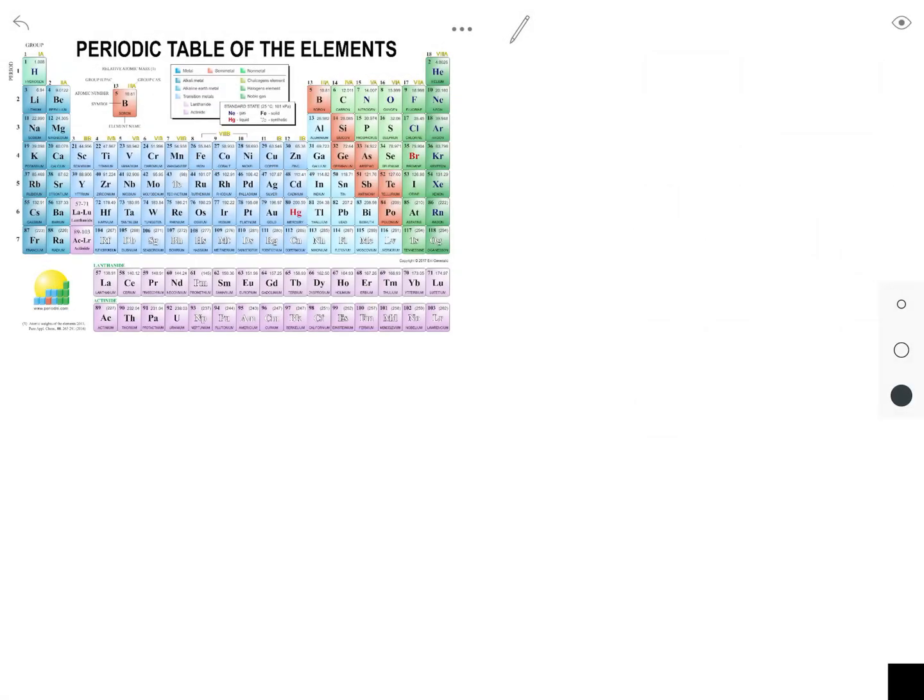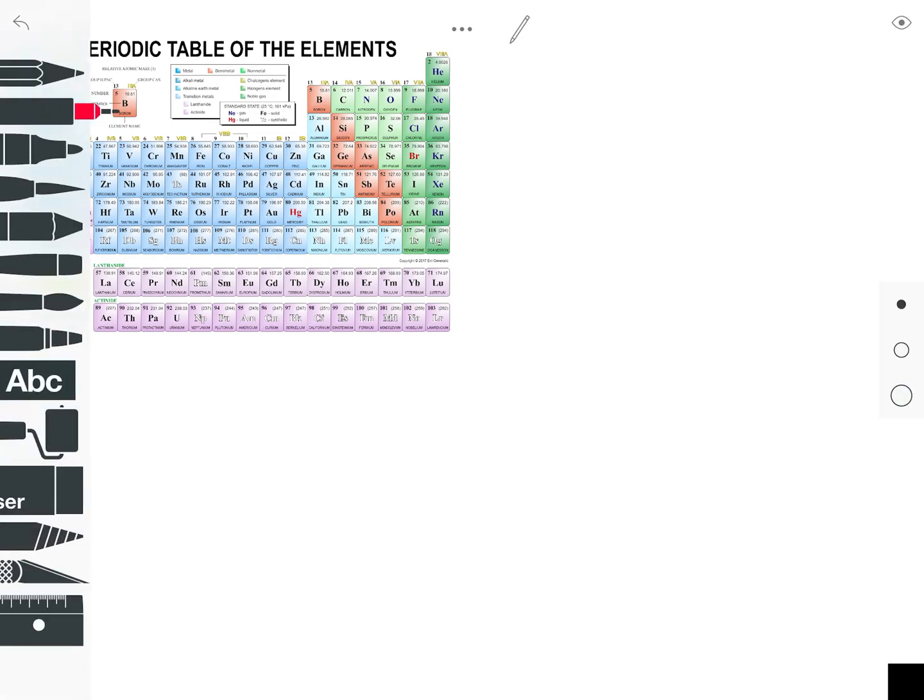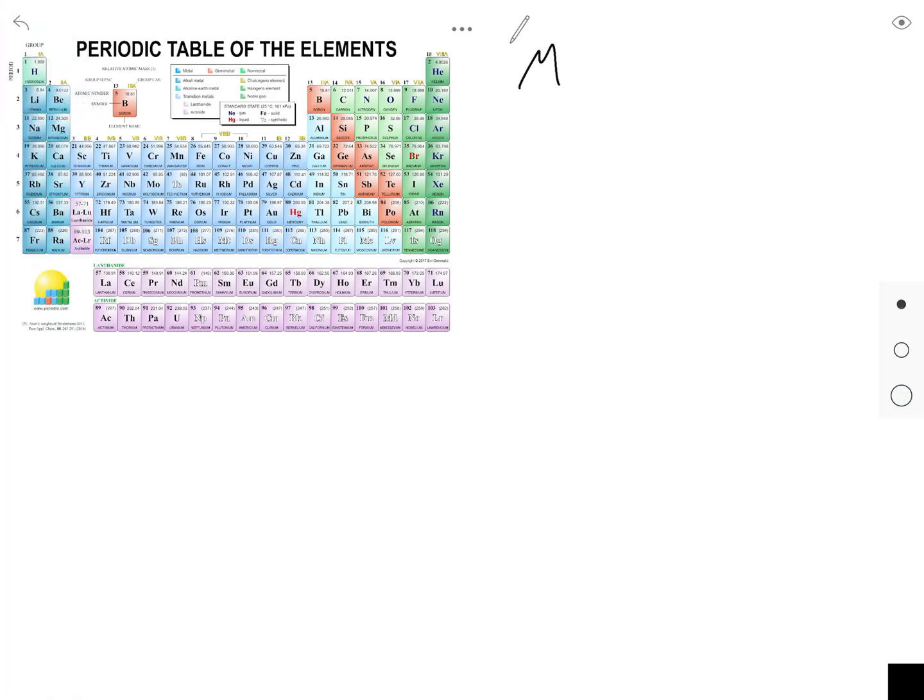Okay, now we've talked about nonmetals and metals. Let's talk about metalloids. Metalloids. So in this periodic table, they're called semimetals, but it's all this red stuff right here. It's a little hard to circle.